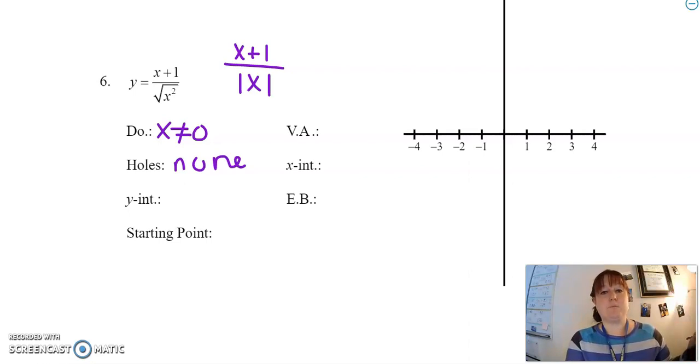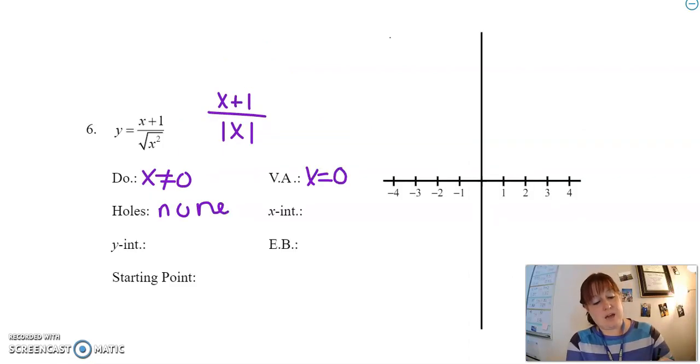Well, we have an asymptote at x equals 0, don't we? Because that's our domain restriction, and it's not a hole, so it has to be an asymptote. So I have an asymptote there at x equals 0, therefore there is definitely not a y-intercept. So none.